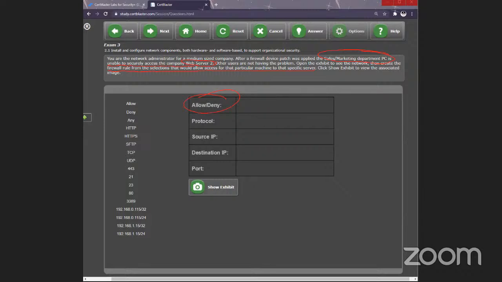Joe, you said allow in HTTPS. Why are we using HTTPS? Explain, please, sir. Well, they want to access the web server, and to securely access the web server, I would use the HTTPS protocol. Why not SFTP? That's secure file transfer protocol, and it doesn't say they wanted to send files or send stuff back and forth between each other. They wanted to use the web. So why not TCP and UDP? Why didn't you pick that?